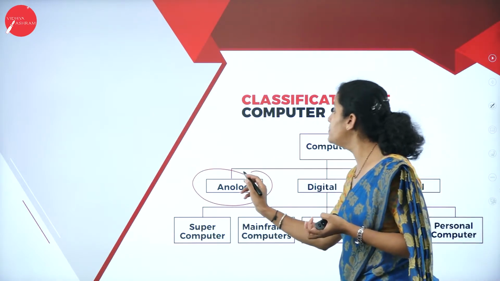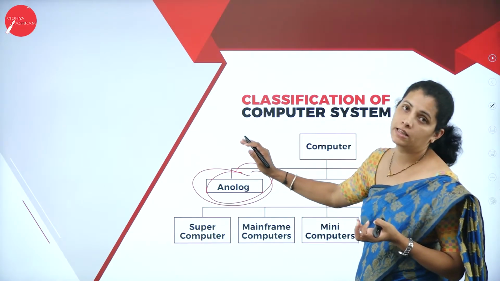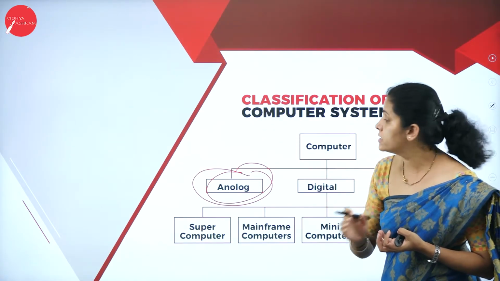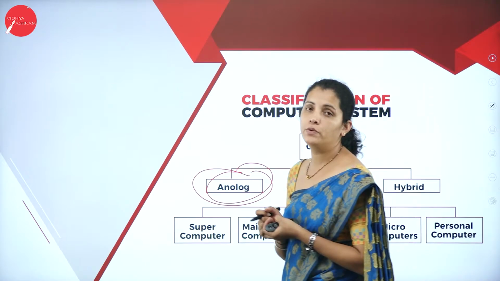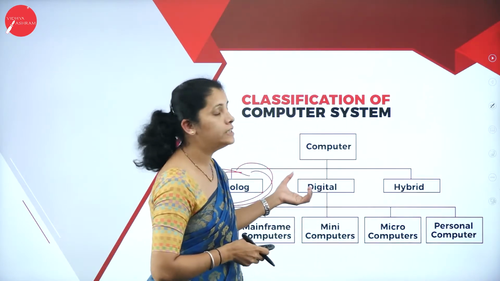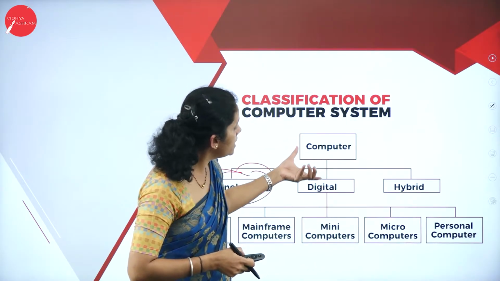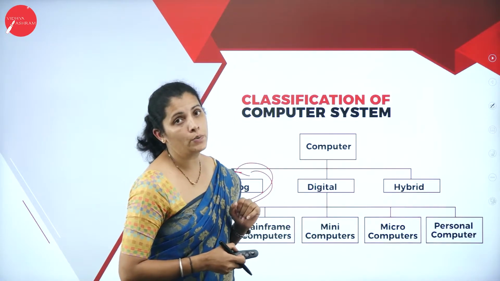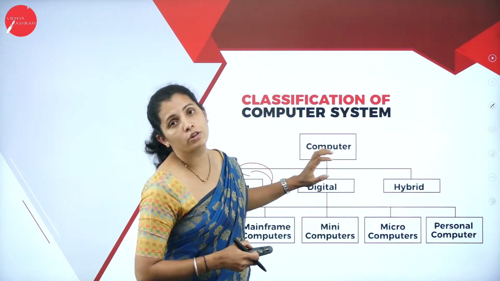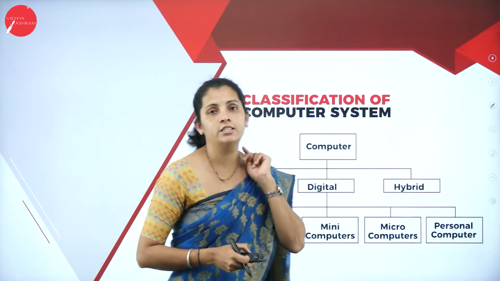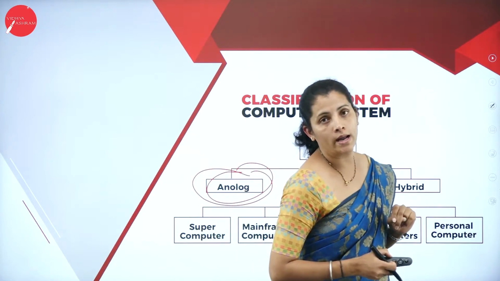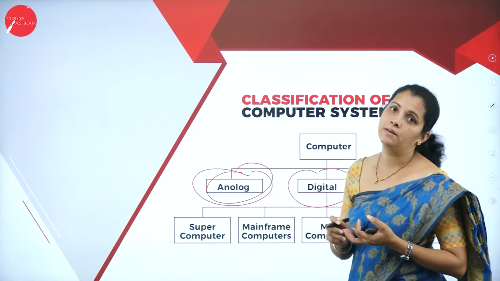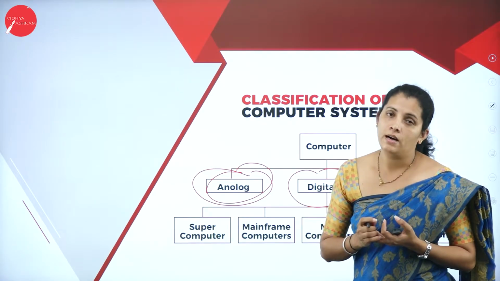The best example for analog computer is nothing but the analog watch or speedometer. These are some of the examples for analog computer. Then we are going to have digital computer. So the name itself indicates that it's going to consider only the discrete value. That means it is going to bother about only the binary digits, that is 0 and 1. And the best example for digital computer is nothing but the digital camera.